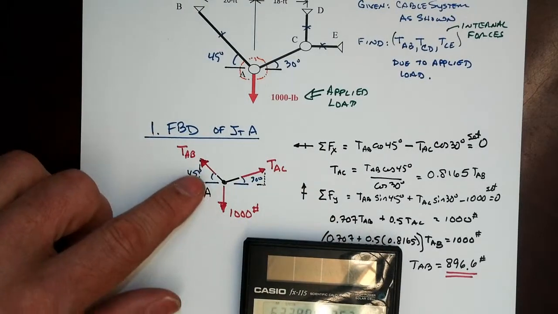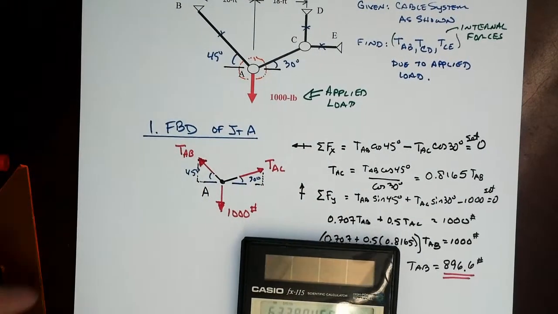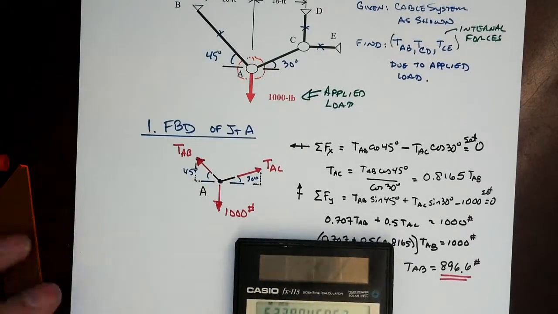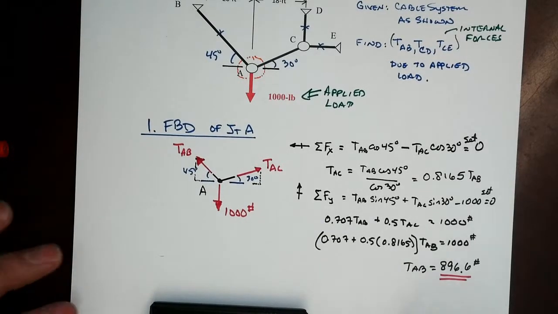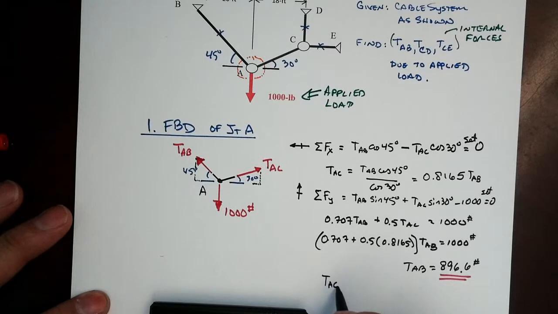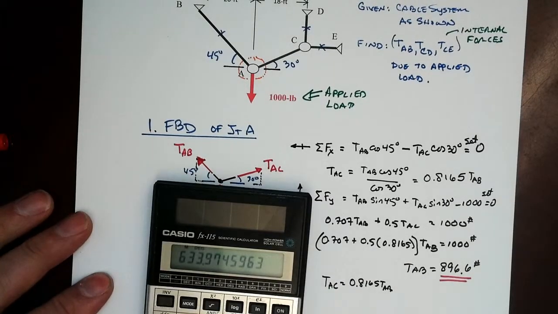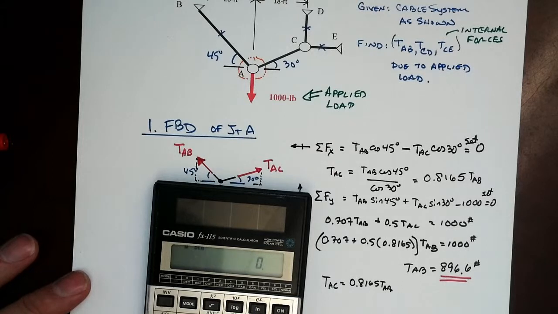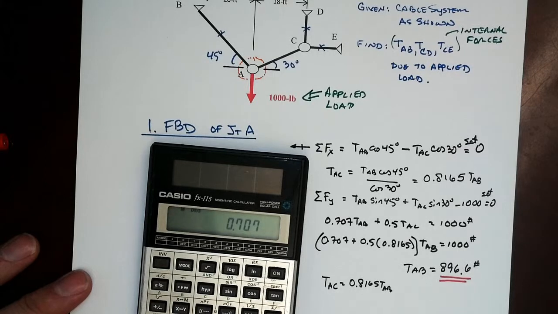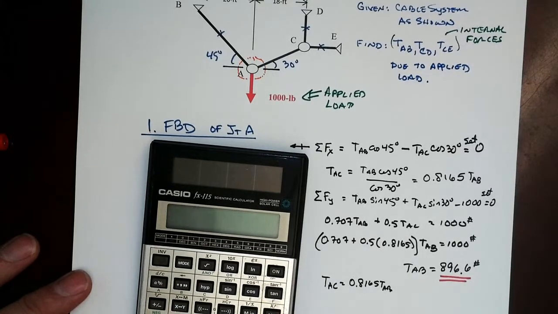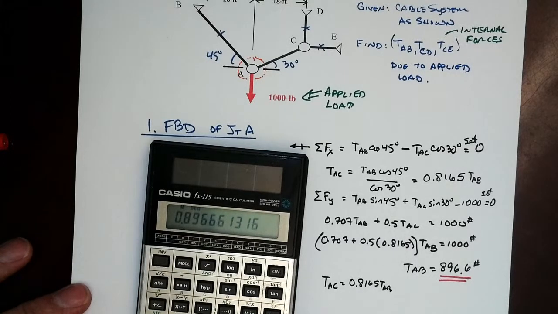So of this 1,000, more of it gets split over to AB, because of course AB is more vertical than AC. Now, I might not even care about what TAC is. I happen to know we're going to need it, and so I'm going to go ahead and calculate it. That TAC equals 0.8165 TAB. Notice the positive, by the way. That means this was acting just the way we thought it would. Oops. I've got to do all the math again now. Plus 0.5 times. And why not just use the 896.6? Because I want to keep the resolution that I had without any rounding errors.